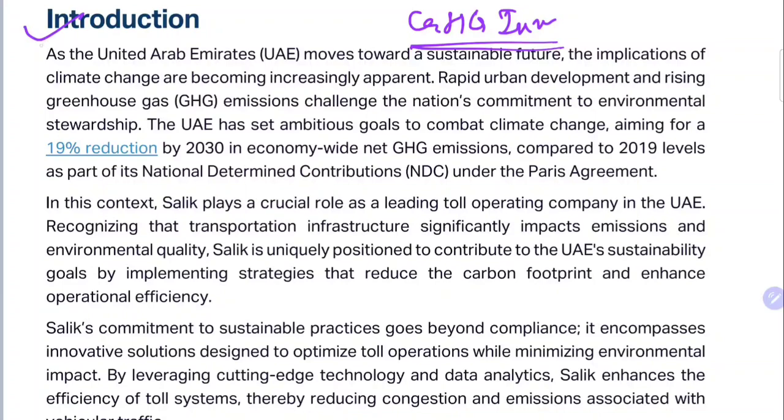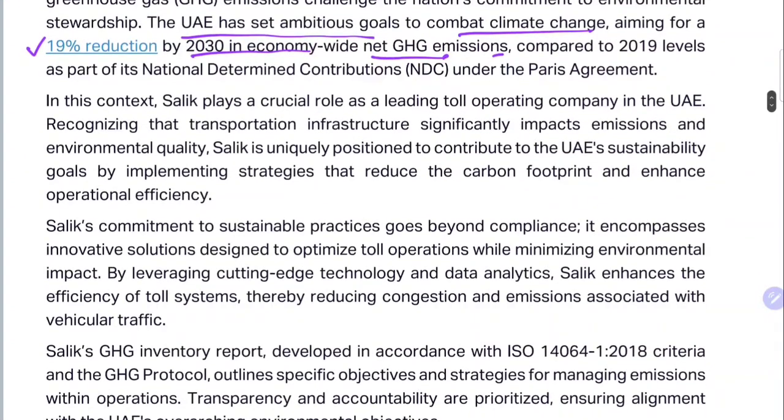So coming back to the topic, as the UAE moves towards a sustainable future, the implications of climate change are becoming increasingly apparent. So what the country has done, they have set ambitious goals to combat climate change, aiming for a 19% reduction by 2030 in economy-wide net GHG emissions. Again, in this context, Salik also plays a very crucial role as the leading toll operating company in the UAE, recognizing that transportation infrastructure significantly impacts emissions, as we all know. So the company is uniquely positioned to contribute to the UAE's sustainability goals.